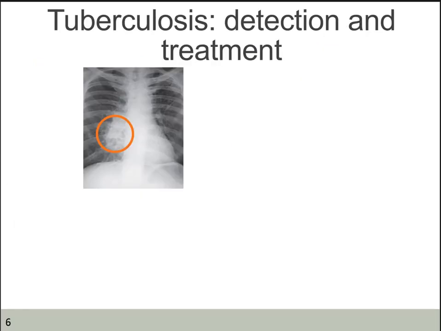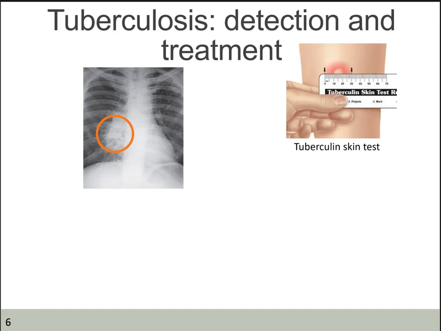So what does this look like in an infected person? So here we see an X-ray. This is how it's typically diagnosed. And you can see that there's a large area of infected alveoli over here. We also do a skin test. Many of you have probably had this, or your kids have had this as they go through school.